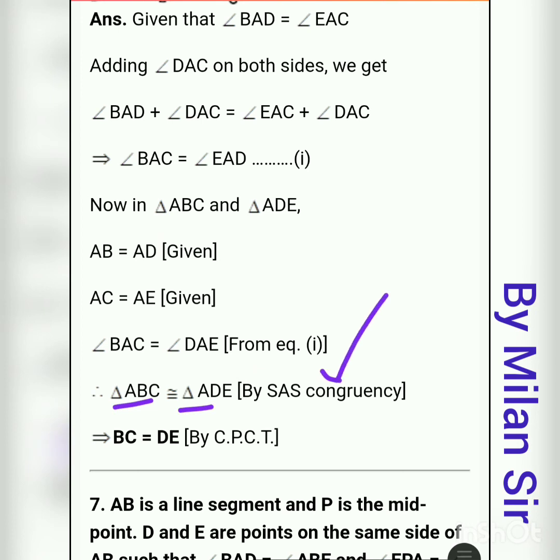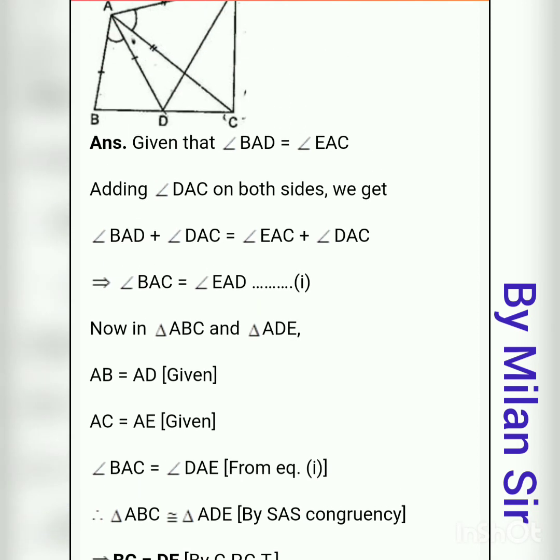If we prove these two triangles are congruent, then from that the second and third position, BC, and the second and third position, DE, so BC is equal to DE by CPCT. Using this congruency criterion we can say that BC is equal to DE, and the reason is CPCT, corresponding parts of congruent triangles are equal. So in this way we can prove this question.